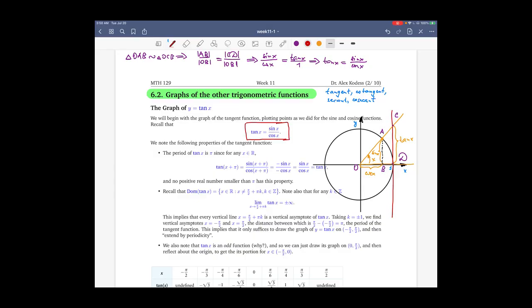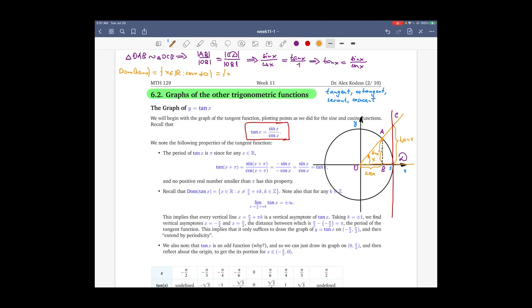All right, let's now talk about the basic facts about the tangent function that we know and that will help us figuring out what its graph looks like. First of all, let's talk about the domain of tangent. The domain of tangent is easy to find once we again recall that tangent is sine over cosine. So the domain of tangent is simply all the real numbers except those where cosine x is 0.